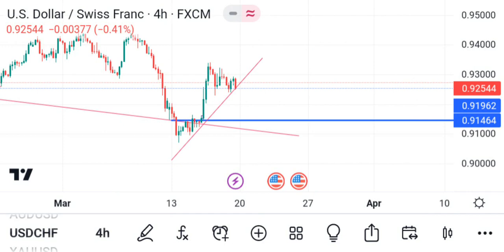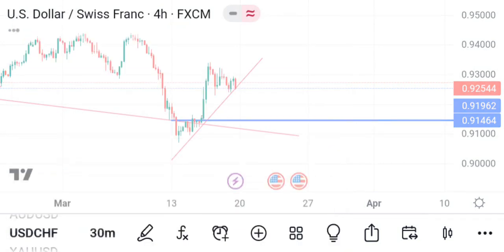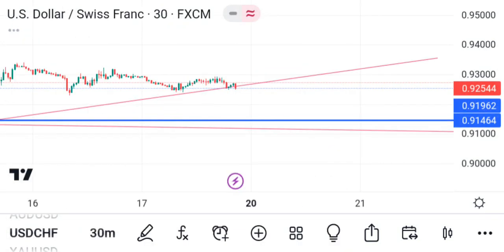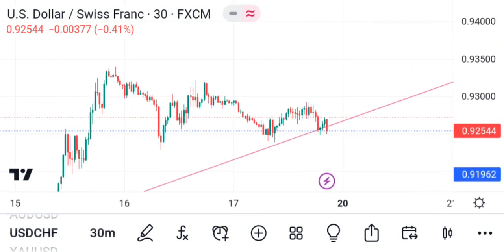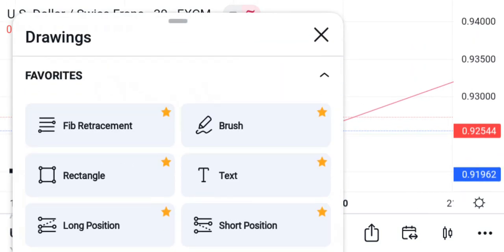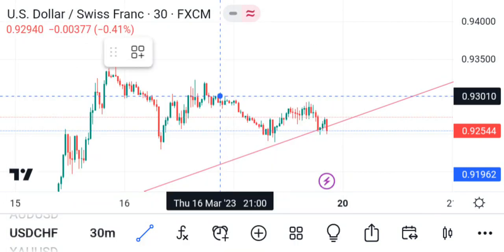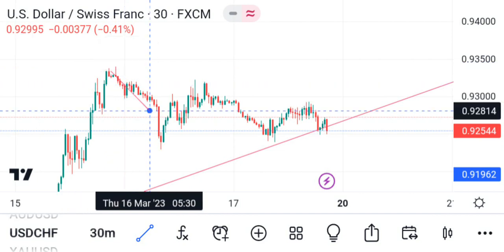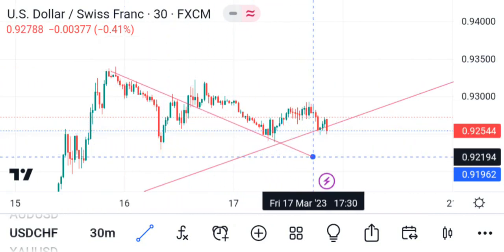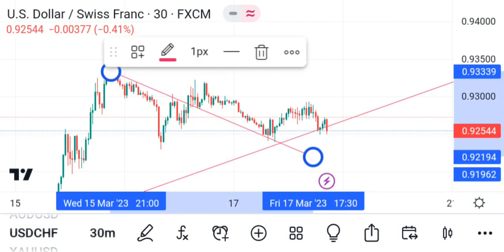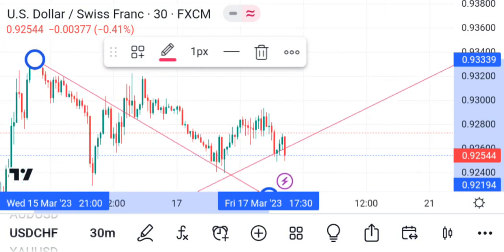Now if we go down to the 30 minutes, we should understand already that the 4 hours is an area of value. Now I'm going to be showing you something here, something that I drew. The first thing I noticed here was that the trend line was broken. It is broken here. So I'm likely to see something like a market structure change.